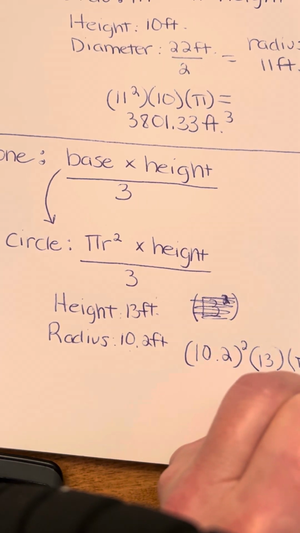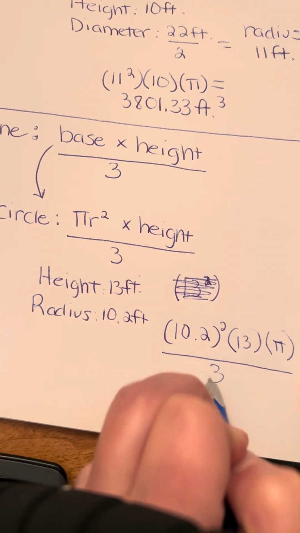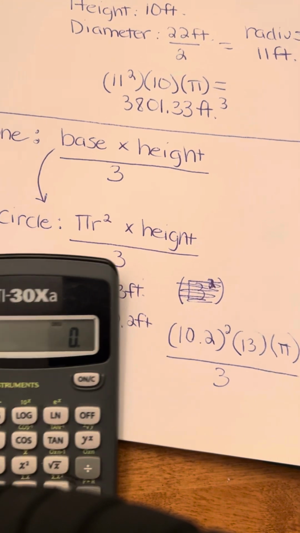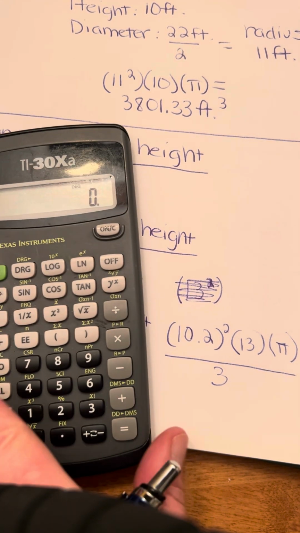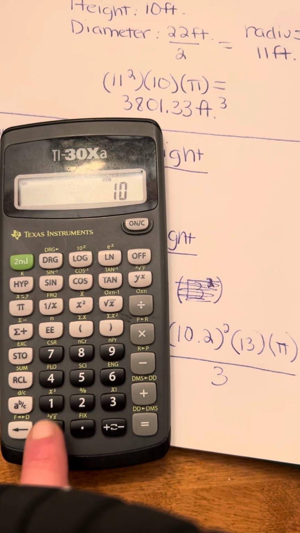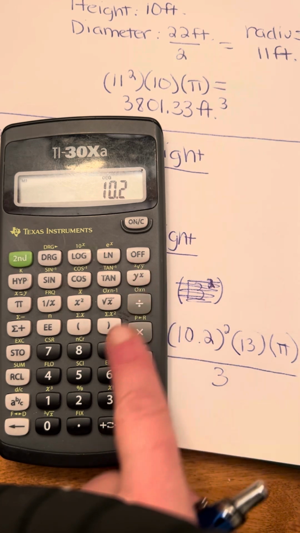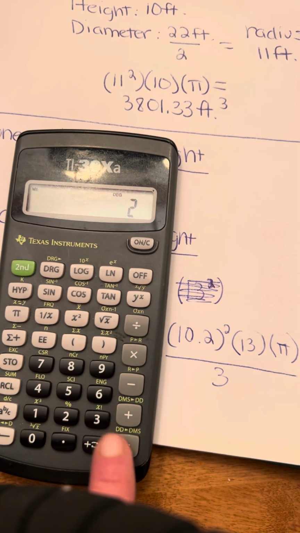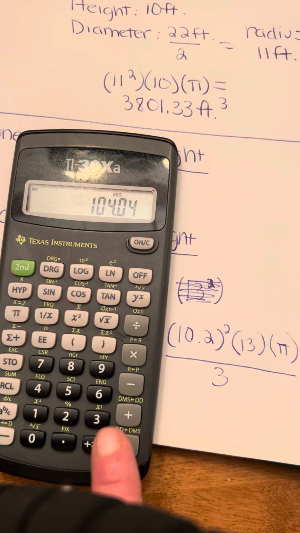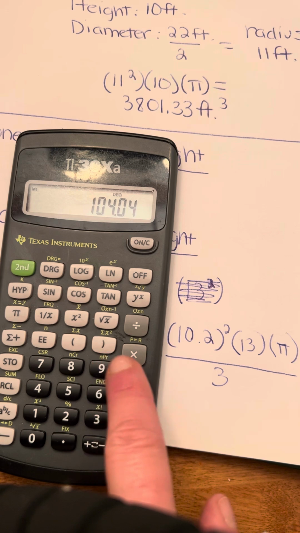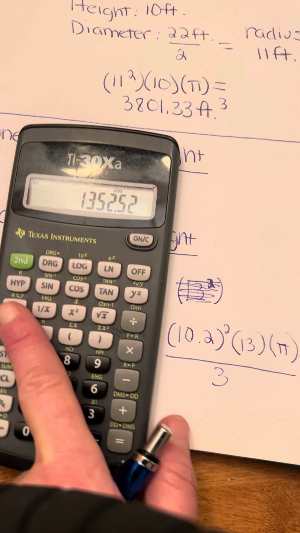Because when you're doing calculations, you don't ever want to cut anything off. And then we're going to divide it by 3. Depending upon your calculator, you're going to have to look at where things are, but most scientific calculators are fairly similar. 10.2, and then this button right here is for the exponent. You might have an x squared button, and if you do, you just hit that button. 10.2 squared is 104.04, and then we're going to multiply that by the 13. And then we're going to multiply by pi, and the pi button is right here on this calculator.